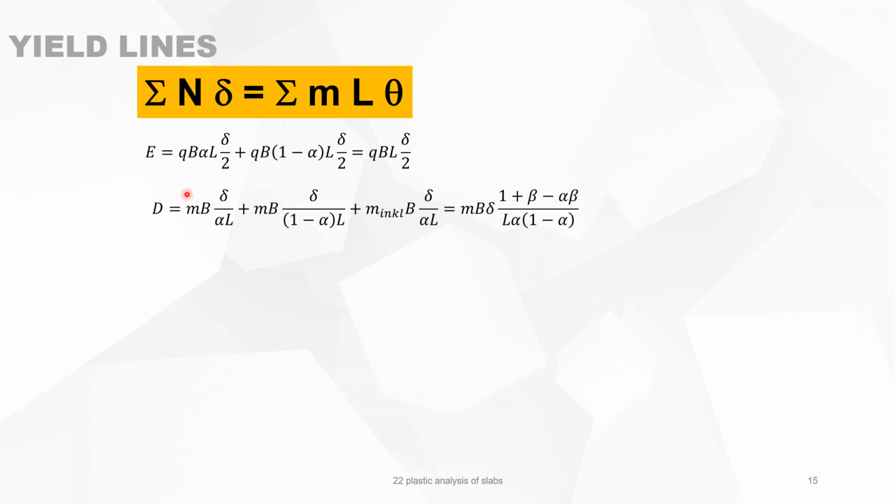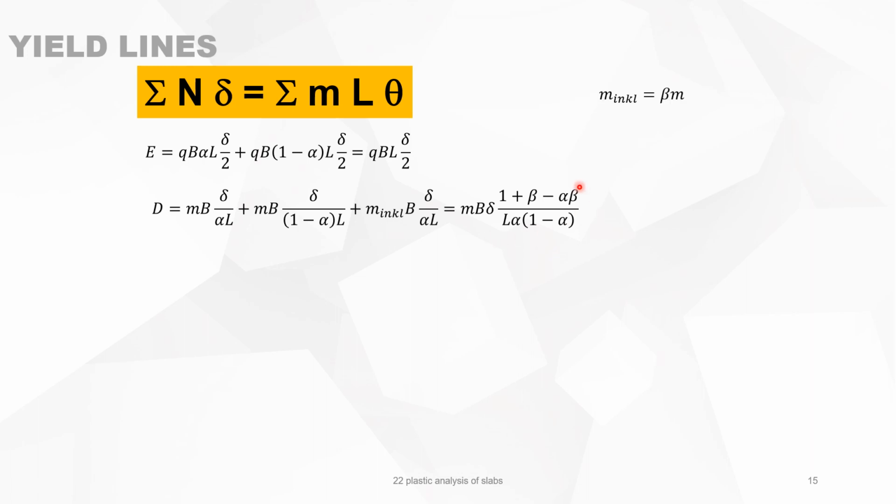It is now the yield line on the left projected on the rotation axis. On the left is M times b times theta, which is delta divided by alpha L. Then on the right, of course, we also have the hogging plastic bending moment, M times the projection on the axis of rotation times theta, which gives you this formula.